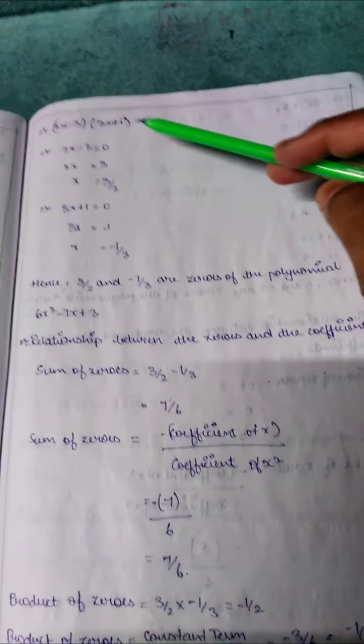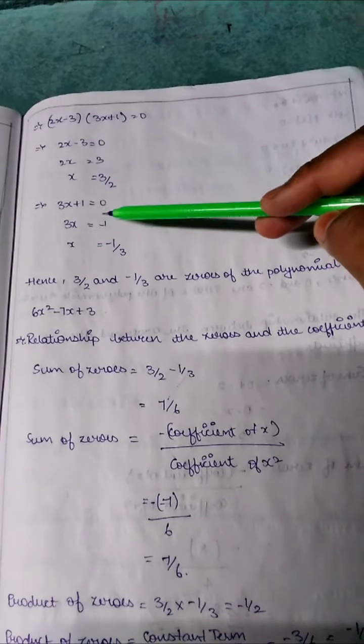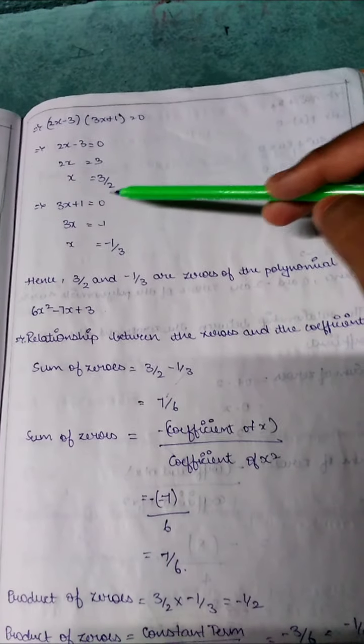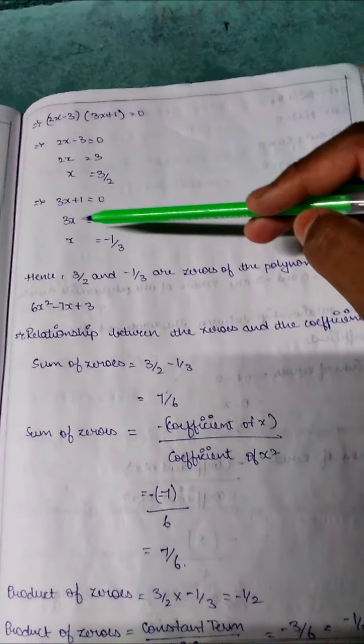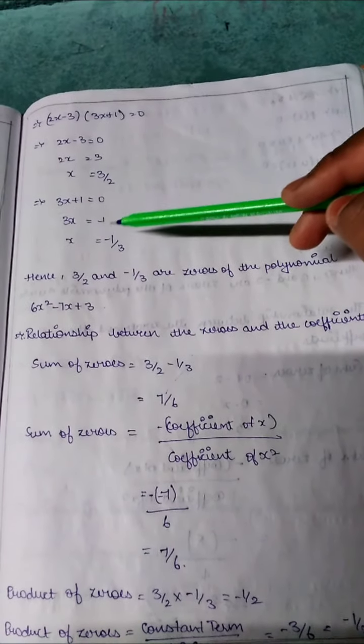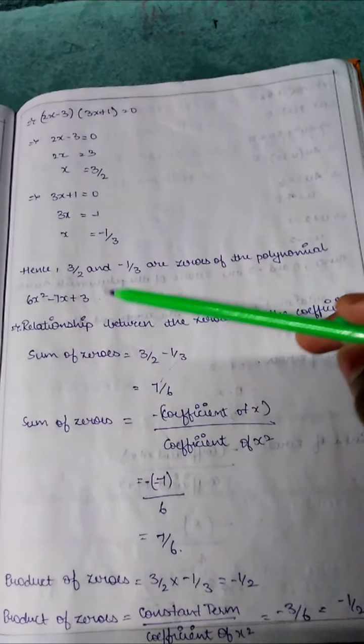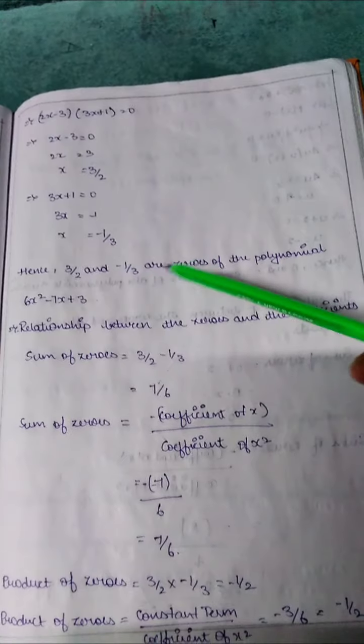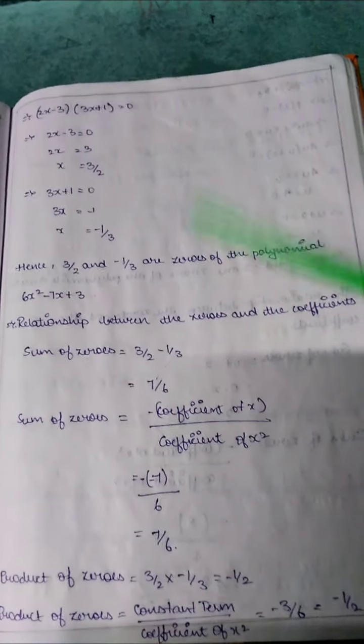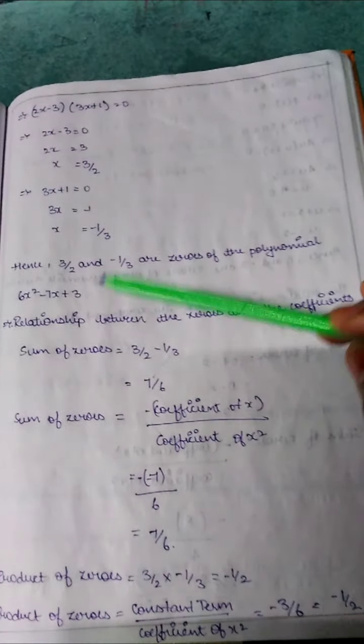Then 3x plus 1 is equals to 0 means when we transpose this to the RHS, we'll get minus 1, and 3 transferred to this side, which was multiplying here, will be dividing here, so x is minus 1 by 3. Hence the zeros of the polynomial are 3 by 2 and minus 1 by 3, the zeros of the polynomial 6x square minus 7x minus 3.